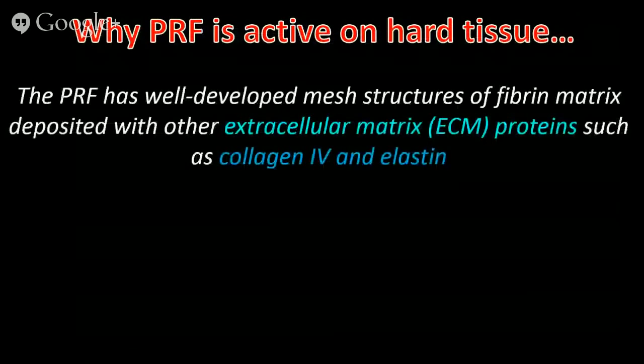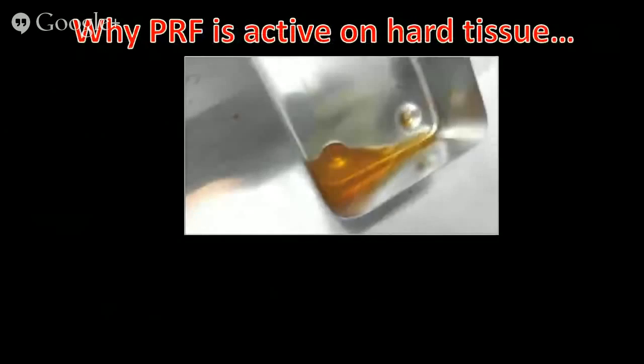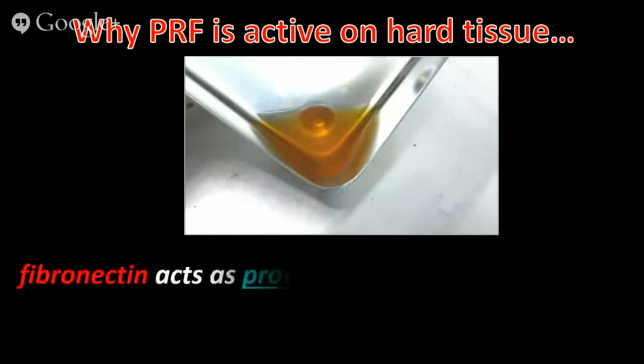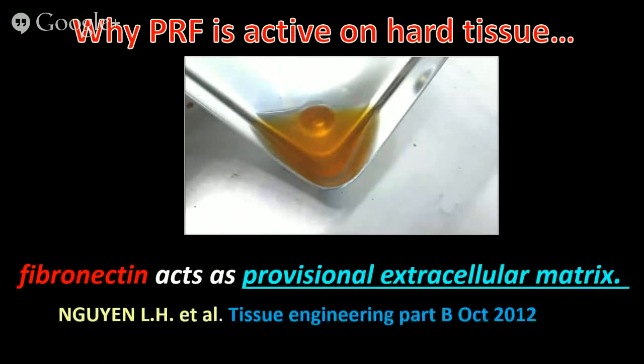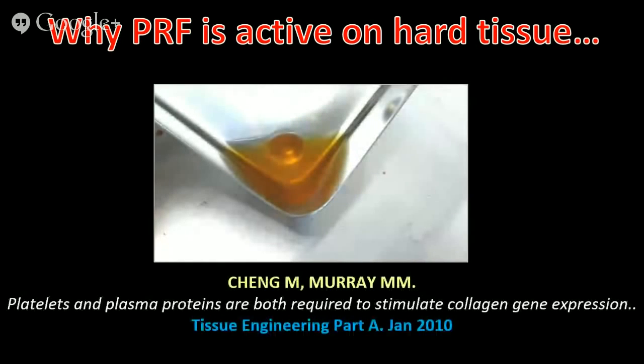This is a sticky bone when we use this protocol, mixing the granules with the fibrin and the exudate. The PRF is active on the hard tissue because PRF induces vascularization. And if we induce vascularization, we will have bone growth. The PRF is active on bone growth because the fibronectin, which is in a high concentration in the PRF exudate, acts as provisional extracellular matrix. We need this liquid to hydrate the granules because we know today that the plasma proteins are very active on the collagen gene expression stimulation.